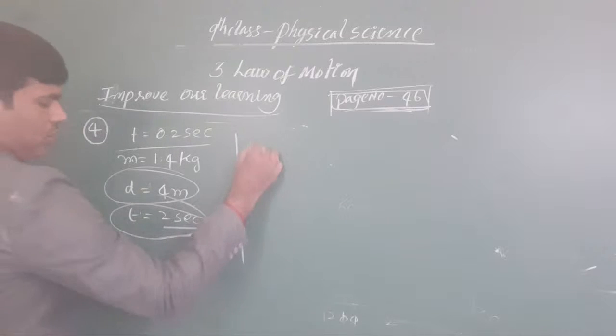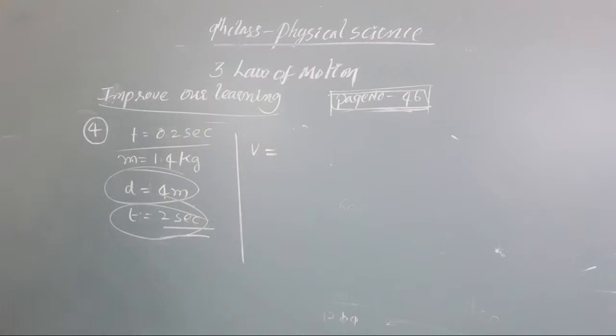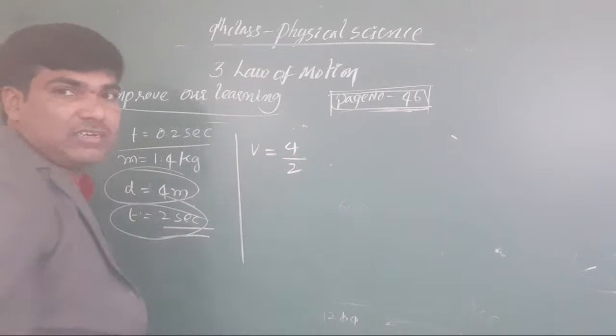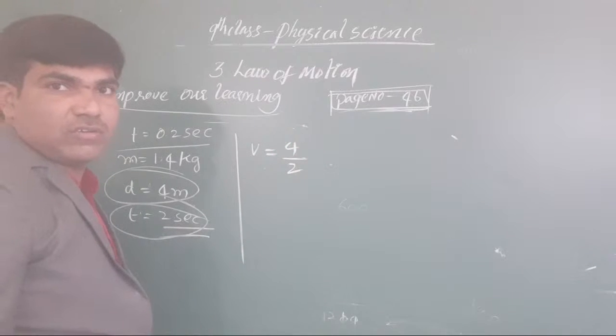Got it? First you have to find out the velocity of the body. How will we get the velocity here? After 0.2 seconds, there is an object of 1.4 kg. The force stops acting on the body, but the object moves through 4 meters in the next 2 seconds. Find the magnitude of the force. Simply, first we have to find the velocity. Okay, clear, all the students?